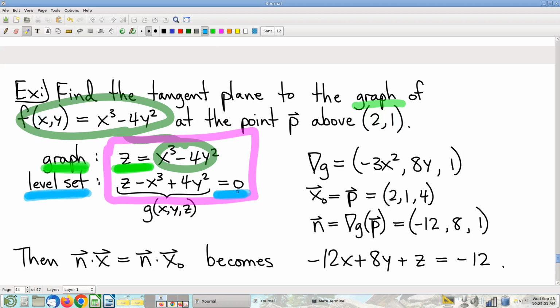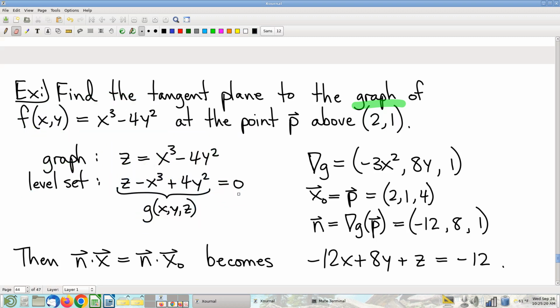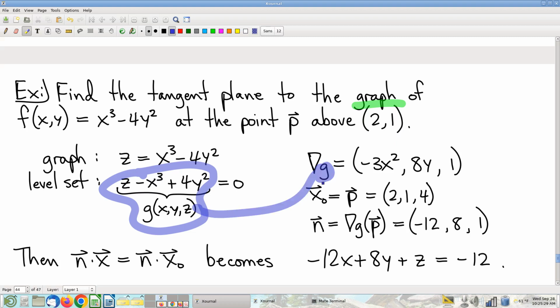See, something equals constant. Level set of now this other function. This then is the function whose level set is the surface that I'm actually interested in. So I've rewritten the question from a question about graphs to a question about level sets, and in particular a level set of that function. So great, there's the function whose level set I'm interested in. That then is the function whose gradient is going to be my normal vector.